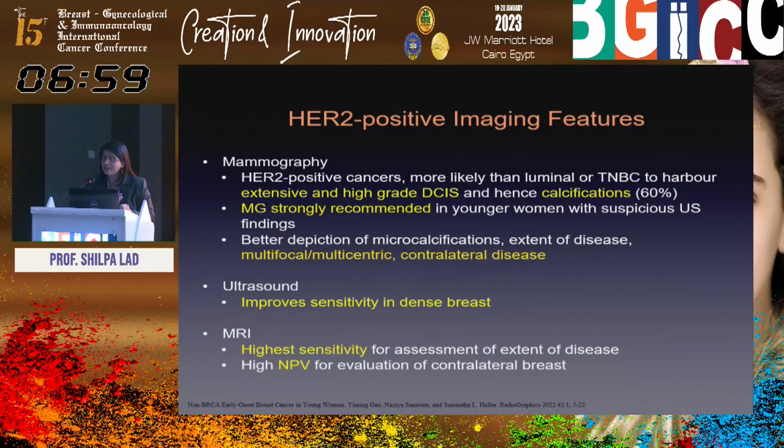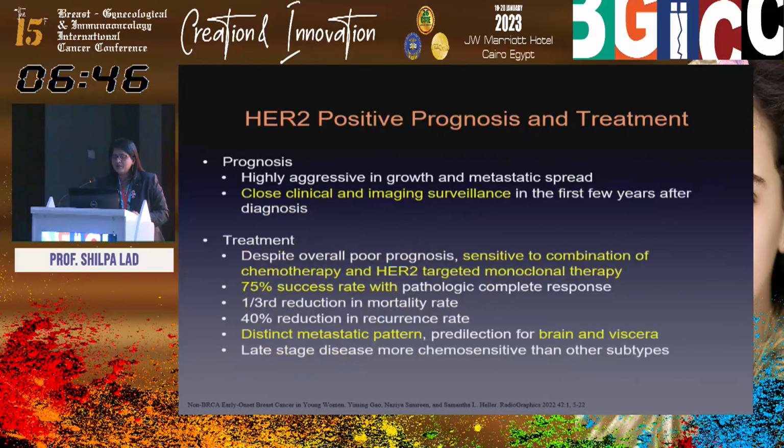negative predictive value. Remember, we spoke about negative predictive value. What does that mean? 100% negative predictive value, establishing absence of disease. 100% accurate. Therefore, rely on the MRI in your younger patients.